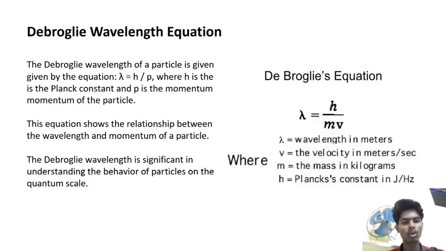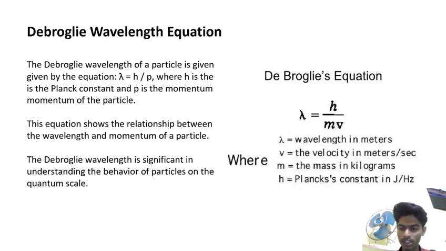The de Broglie wavelength of a particle is given by the equation lambda equals h by p. It means wavelength is inversely proportional to the momentum. Here h is Planck's constant and p is the momentum of the particle. This equation shows the relationship between the wavelength and momentum of a particle. The de Broglie wavelength is significant in understanding the behavior of particles on the quantum scale.